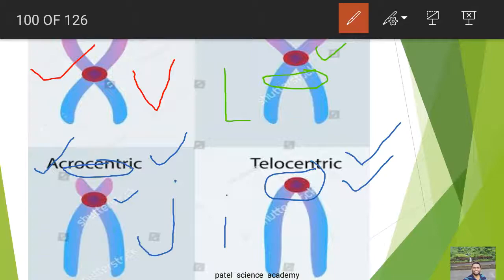So these are the four types of the chromosomes on the basis of position of centromere, that is called metacentric, submetacentric, acrocentric and telocentric. This is about this lecture.